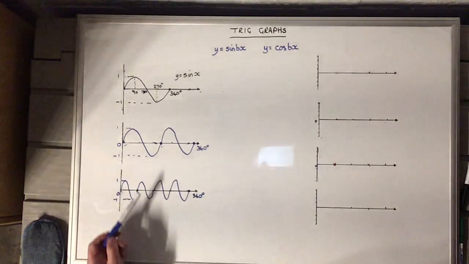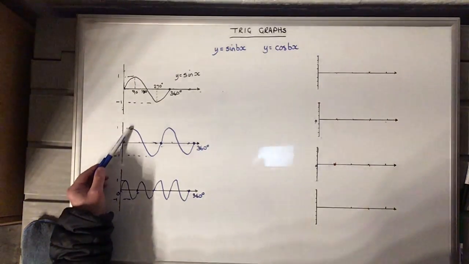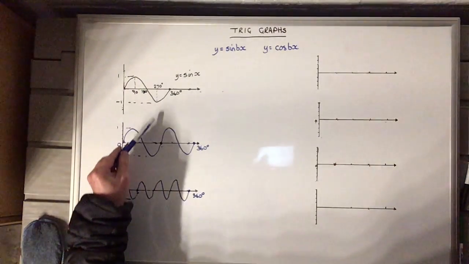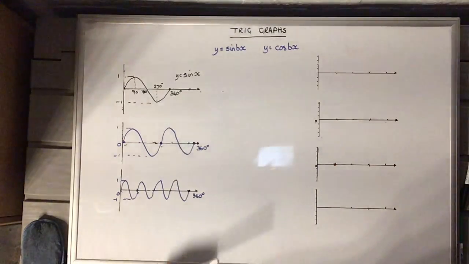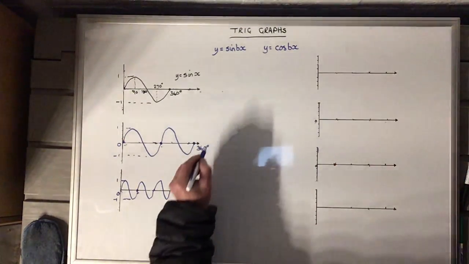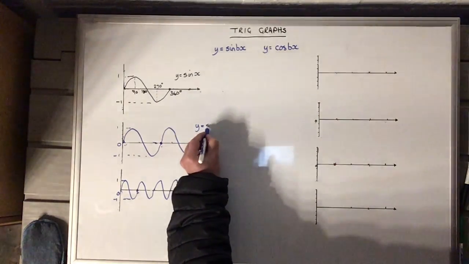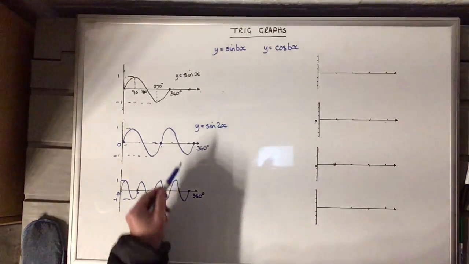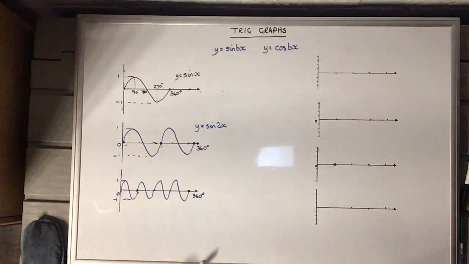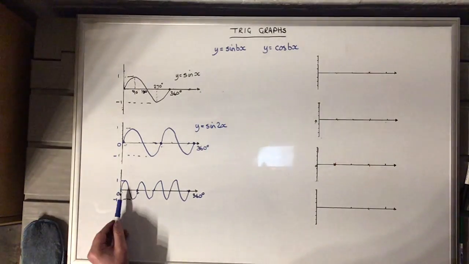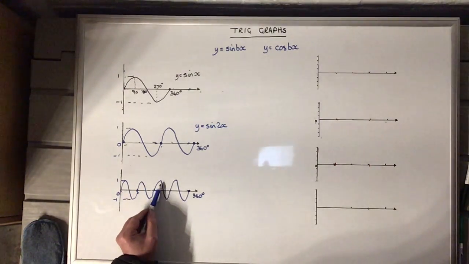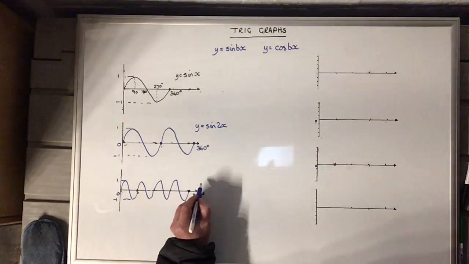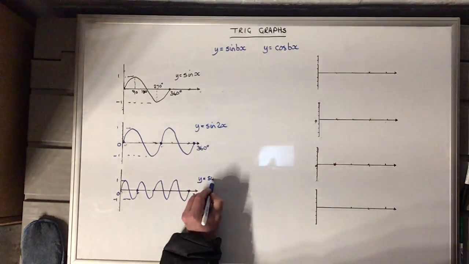So I've drawn this second graph, and you can see that we have 2 cycles within 360, so we've got double the amount of the standard graph. The equation for that one is y equals sin 2x. Seems quite logical. With 2 cycles, we have b equal to 2. The third graph here, I've got 4 cycles. So based on what we've just done, y is equal to sin 4x.